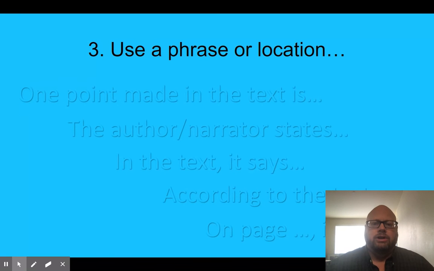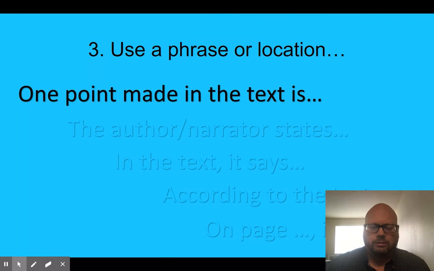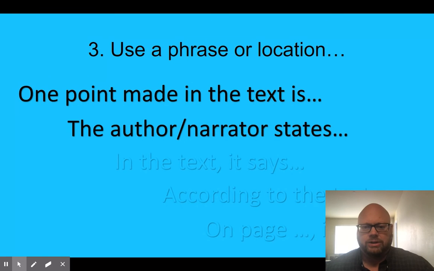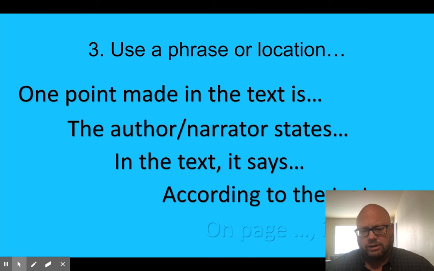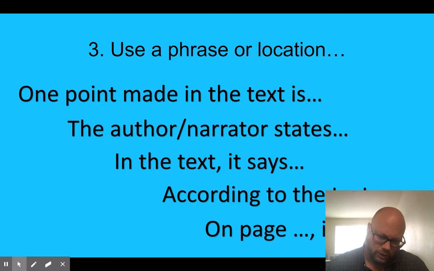Then what you need to do is use a phrase or a location to point out to the reader of your piece when you're using textual evidence. One example: one point made in the text is. Another way you can do it is: the author or narrator states. You could also say: in the text it says. You could also use the phrase according to the text, or on page whatever it says, and then the text.